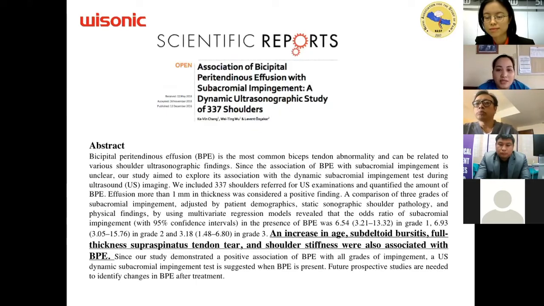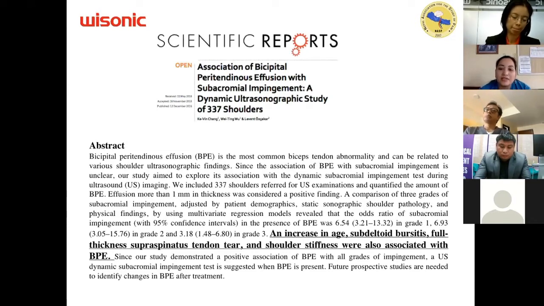Another study published in Scientific Reports associated bicipital peritendinous effusion with subacromial impingement. It was a dynamic ultrasound study where they showed how you can dynamically scan for subacromial impingement. In this study, they took a sample size of 337 shoulders, and any increase in age, subdeltoid bursitis or thickness of supraspinatus tendon tear and shoulder stiffness was associated with the bicipital peritendinous effusion.